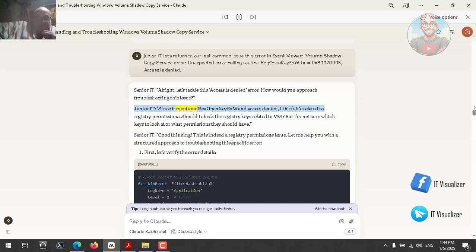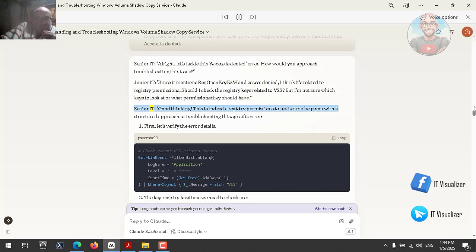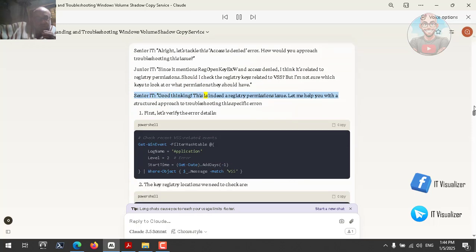Junior IT. Since it mentions RegOpenKeyEx and access denied, I think it's related to registry permissions. Should I check the registry keys related to VSS? But I'm not sure which keys to look at or what permissions they should have. Senior IT. Good thinking. This is indeed a registry permissions issue. Let me help you with a structured approach to troubleshooting this specific error. First, let's verify the error details.